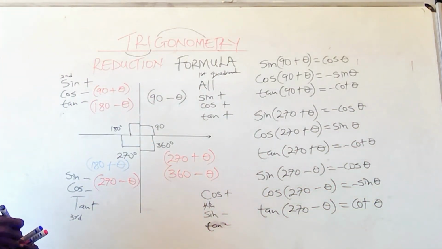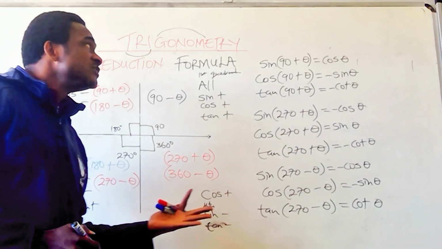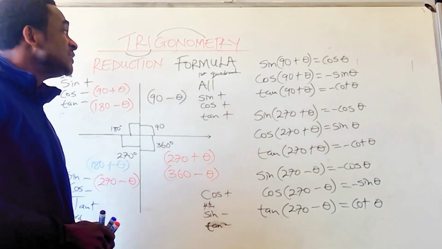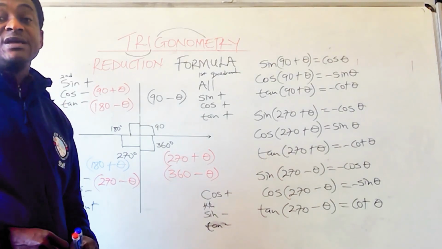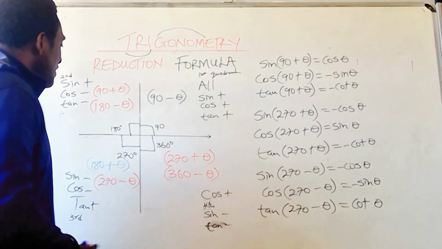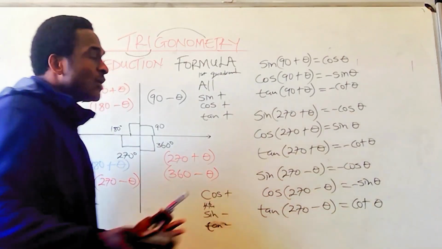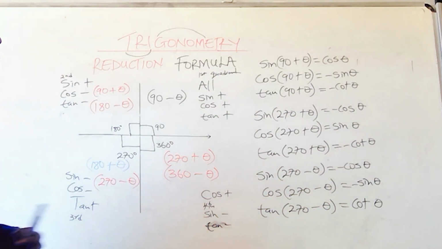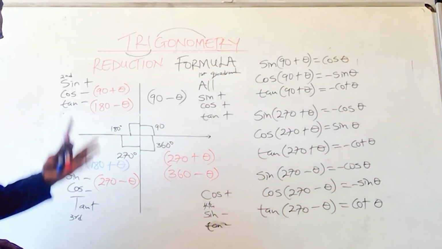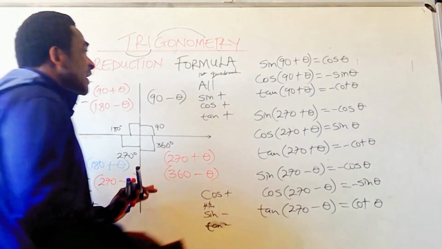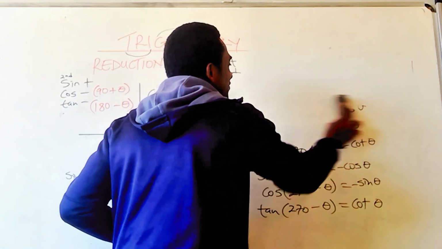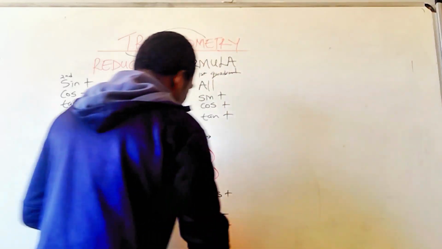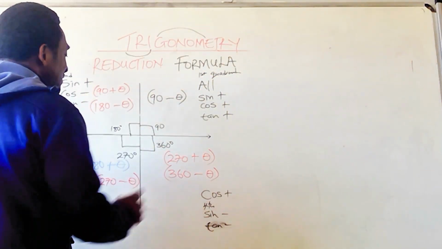So these are the cofunctions that we have. Remember, we use cofunctions for all 90 and 270 degree angles. Now, quickly, before we go on and take our examples, let's go through the other angles that are not 90 and 270 degrees. What do we have left? We have 180 and 360.